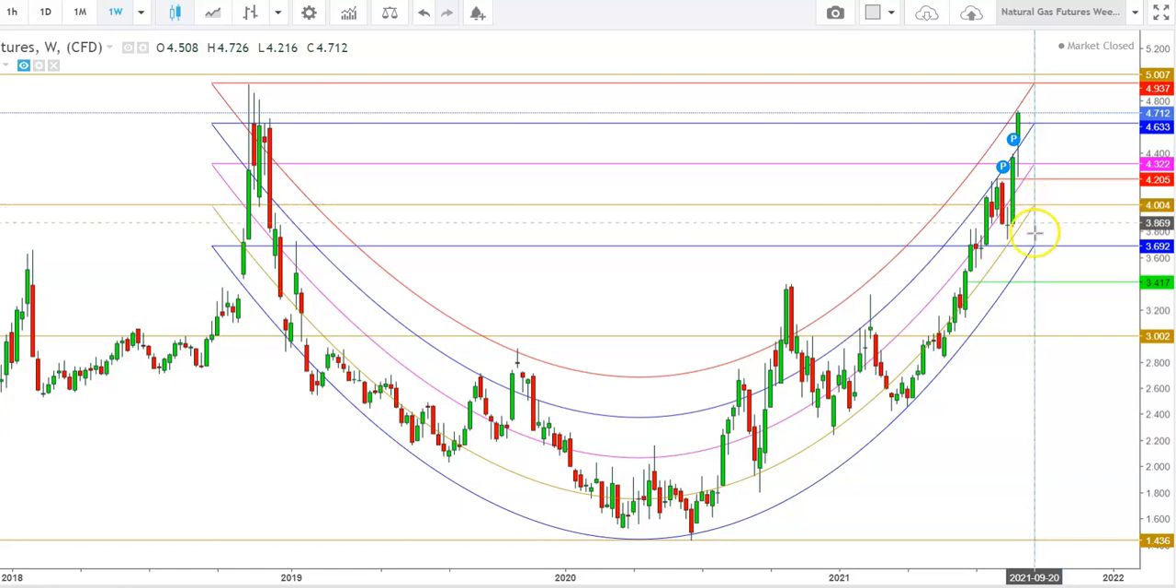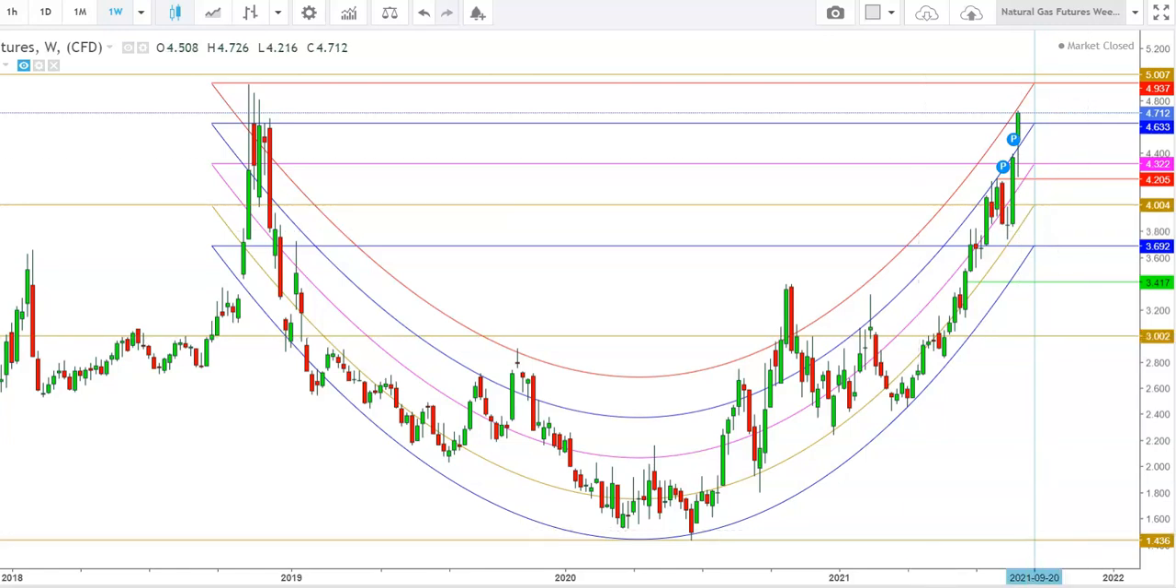So friends, here I find that level of $4, which used to be a psychological resistance till the natural gas futures were trading below this level, but now the natural gas futures have sustained well above this psychological resistance. So this psychological resistance has turned into a psychological support. So this could be a major psychological support for natural gas futures in case of a downward move.